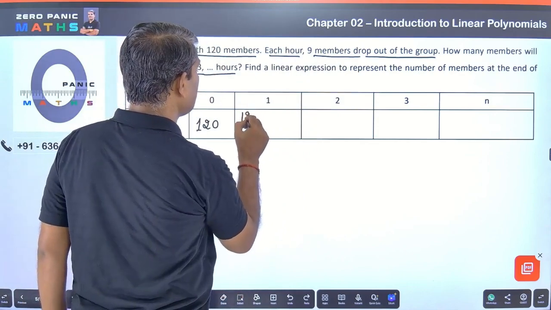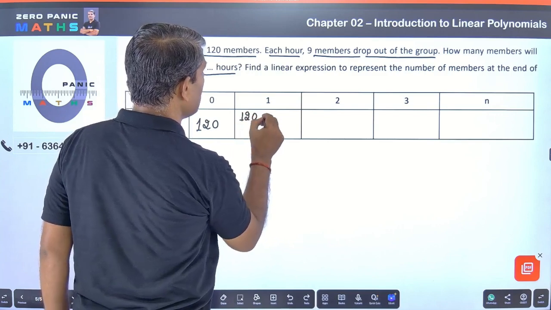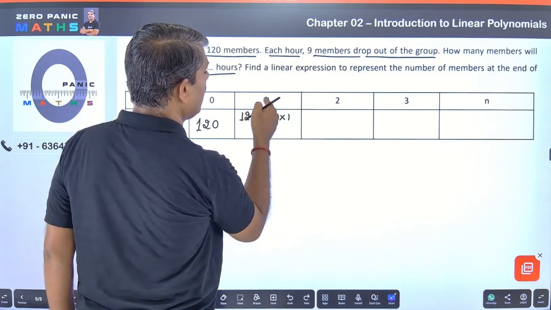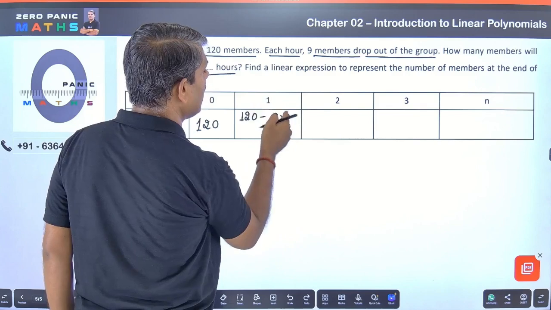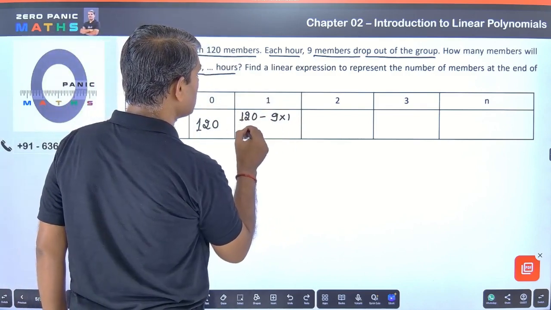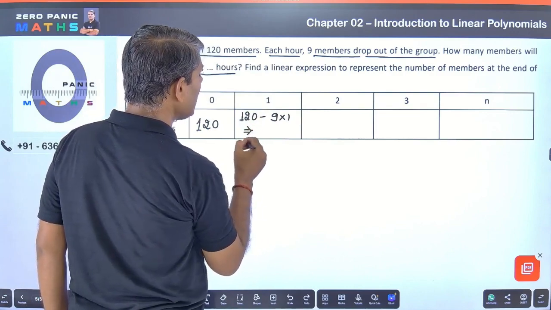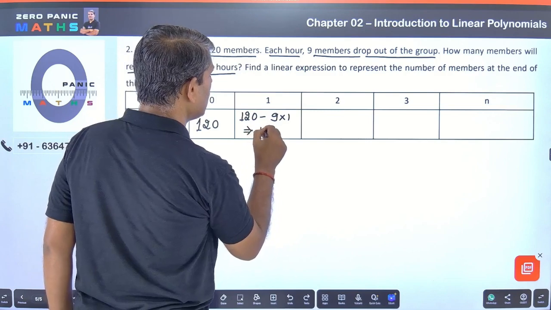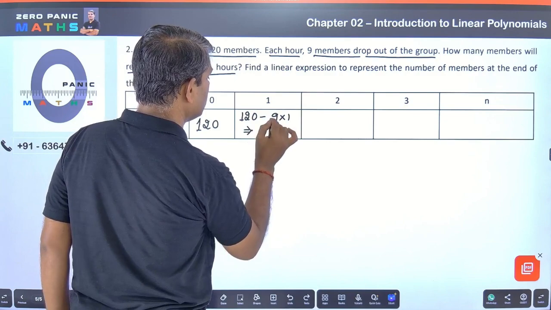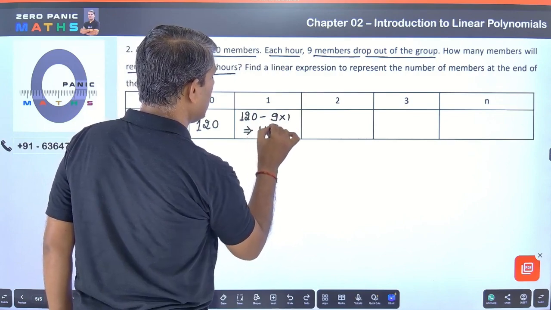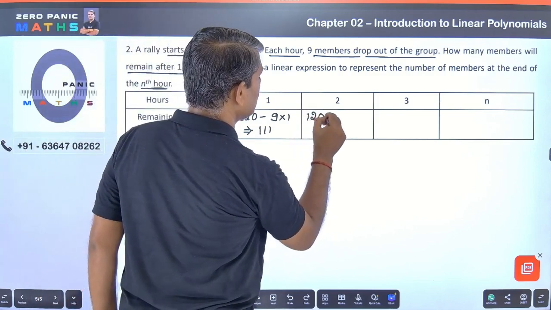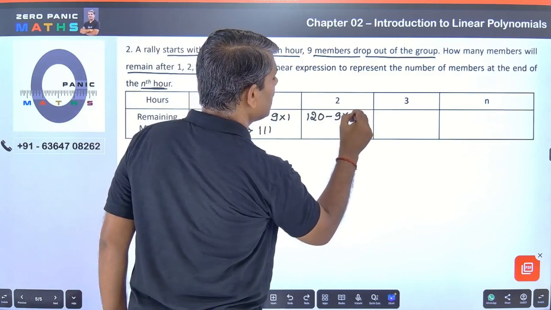So how can I represent that in an expression? It is 120 minus 9, or you can say 9 into 1, just to coincide with the value of hours, that is 1, and 120 minus 9, what is the value that remains? It is 111, correct? 111. Okay, now similarly after the second hour, as you know, it is 2 times 9 members.